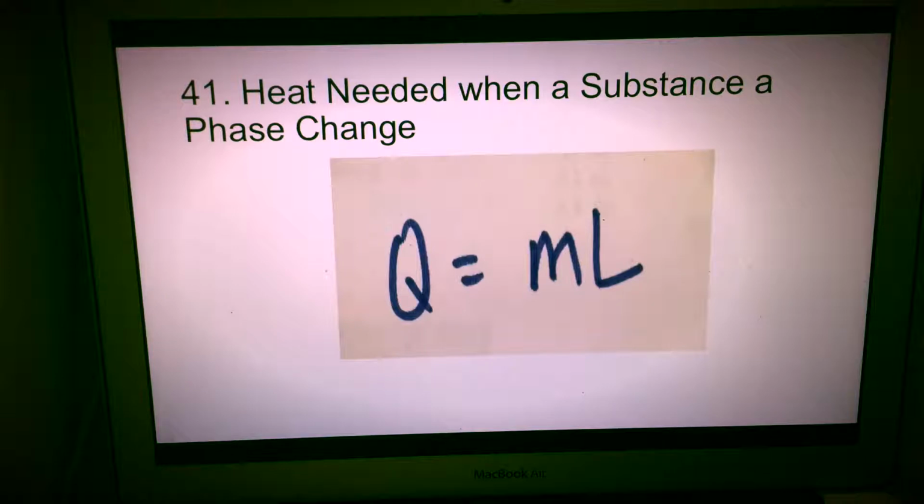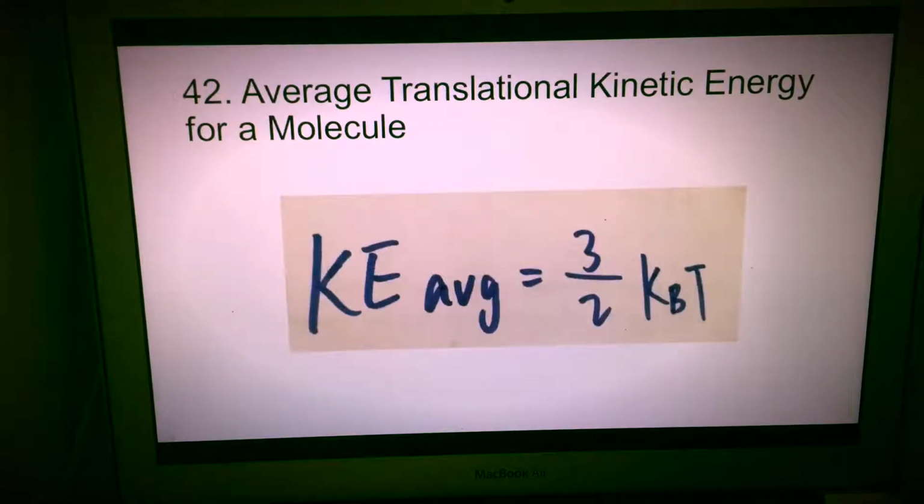Number 41. Heat needed when a substance changes phase. For example, when an ice cube is melting, the phase changes. So we are going to use the formula Q equals m times L. L is a constant, but it's different for different things like wood, coal, ice, water, and air. So when the phase changes, for the energy loss or energy gain, we use this formula Q equals m times L. m is the mass.